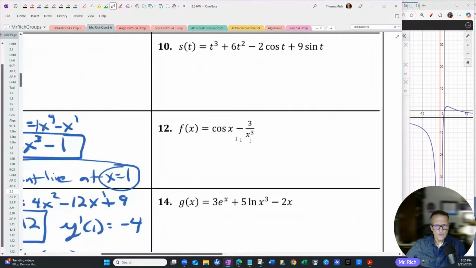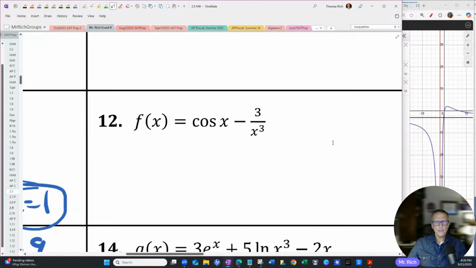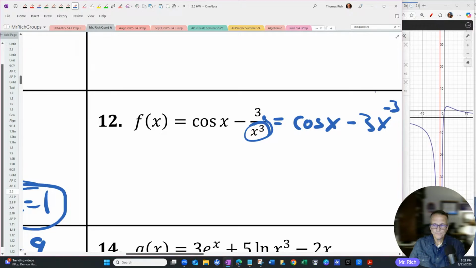Now, I'm going to show you this one here, number 12. It's cosine of x minus 3 over x to the third. I'm going to tell you what the derivative of cosine is in just a second, but I do need to rewrite this term because I want that x to the third up in the numerator. So I'm going to rewrite this as cosine of x minus 3 times x to the negative 3. I can use the negative exponent rule to move the x to the third up into the numerator by changing the sign on the exponent.